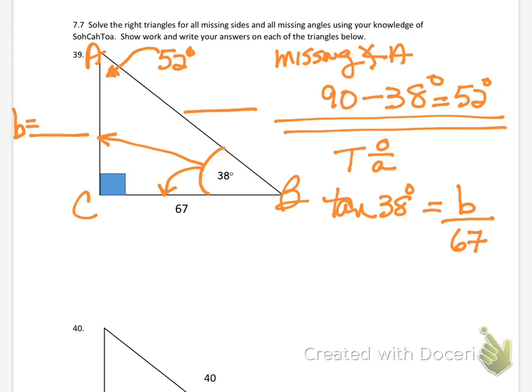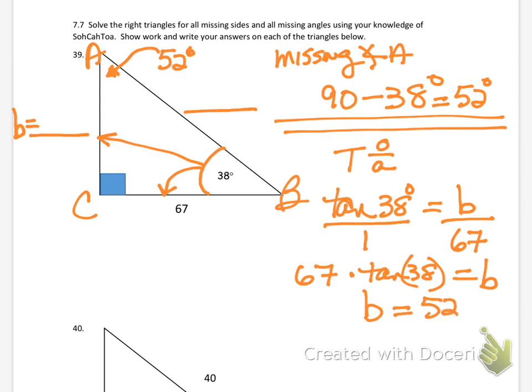Do your cross products, and if it helps you to put this over 1, that's totally fine. The first set of cross products is 67 times the tan of 38, and that is going to equal b. This is a one-step problem. So 67 times the tan, straight up tan, because you're looking for a missing side, not a missing angle, is going to equal a side length for b of 52.3. So on this orange line, I'm going to put 52.3.